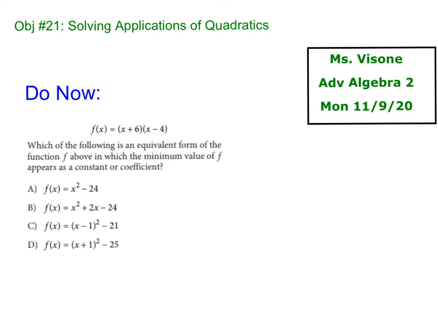Which of the following is an equivalent form of the function f above, in which the minimum value of f appears as a constant or coefficient? So it wants you to rewrite the quadratic, right, an equivalent form. So we're rewriting that quadratic where we can see the minimum value. Think about what that equation is. What type of equation is that? It's a quadratic. What's another name for the minimum? The minimum of a quadratic is your vertex. So they want you to rewrite it in vertex form.